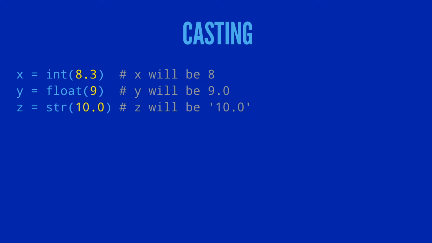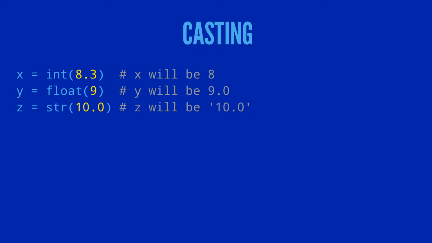If you cast an integer to a float, so that's the second example, y equals float 9, it turns that value of 9 into a float, which means adding a decimal point. And since obviously there is no information, it just adds 0.0. And then the string one changes whatever you enter into a string.